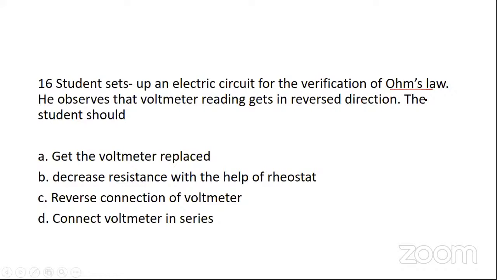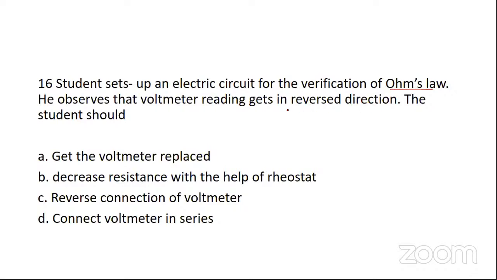So what do you mean by voltmeter reading gets in reverse direction? It went in reverse direction, meaning basically if it should have gone in the positive, it has gone in the negative direction. Okay. Yes, that's right. So is the answer B? No, B, no, that's not right. Yes, Rishikesh, that's the right answer. So is my answer right? What was your answer? C. Yes, that's right. C is the right answer, guys.